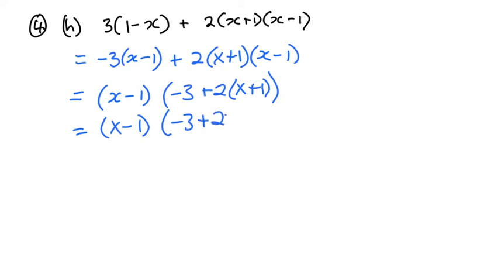Negative 3 plus 2x plus 2, remembering to distribute that 2, simplify it off and you're done. 2x take 1.